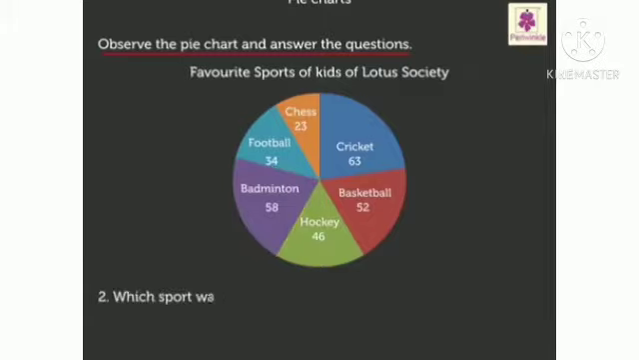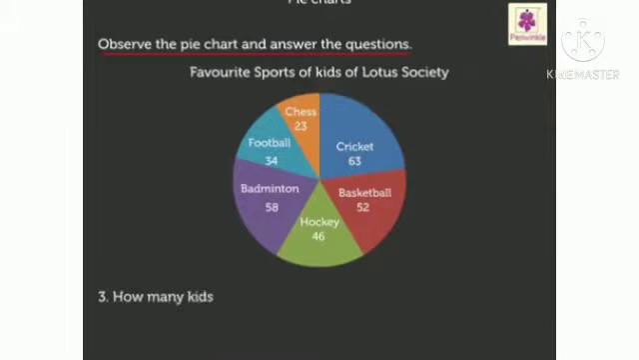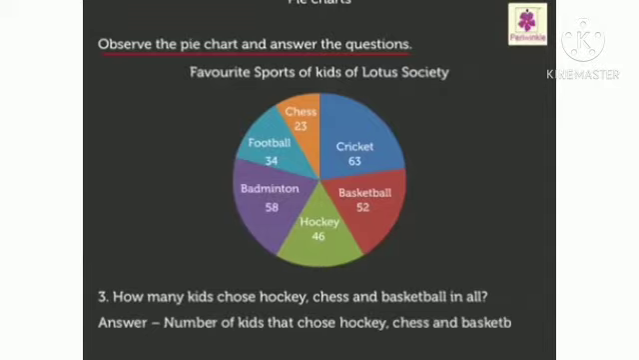2. Which sport was chosen most by the kids? How many kids chose that sport? As cricket occupies the largest segment in the pie chart, the answer is cricket. And 63 kids chose it as their favorite sport. 3. How many kids chose hockey, chess and basketball in all? So here, to find the answer, we will add 46 plus 23 plus 52, which is equal to 121.